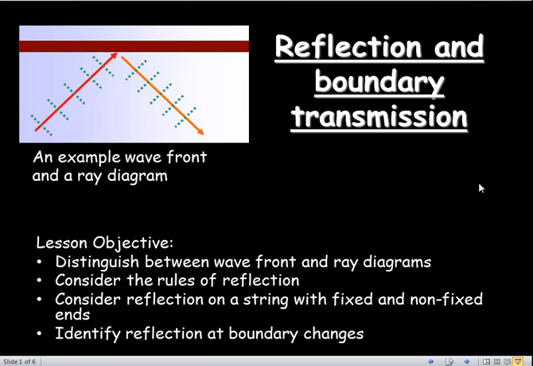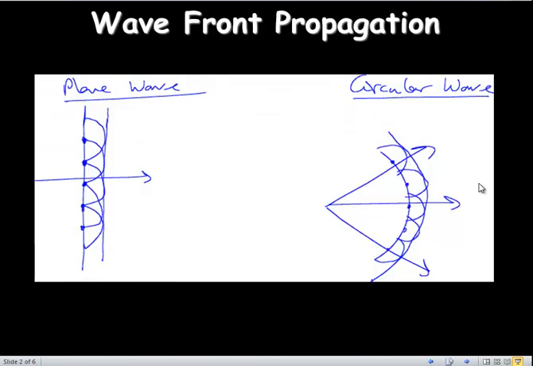The idea of a wavefront, and if I go into a little bit more detail now, wavefront propagation works on Huygens' principle. That's the idea that every single point on the wavefront acts as an independent spherical wave spreading out. And those independent spherical waves spread out, and all of the spherical waves will line up again one wavelength later to create another plane wave. This works in a similar fashion with circular waves as well.